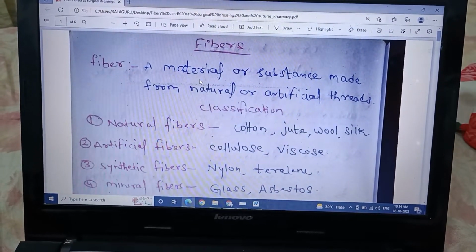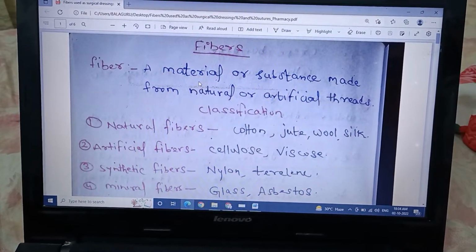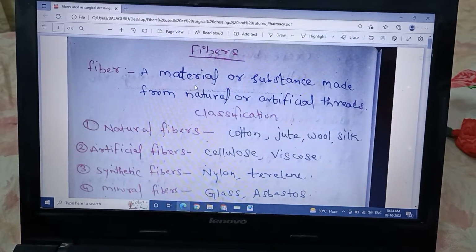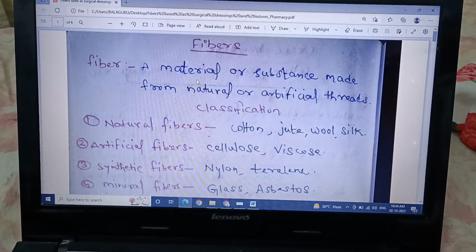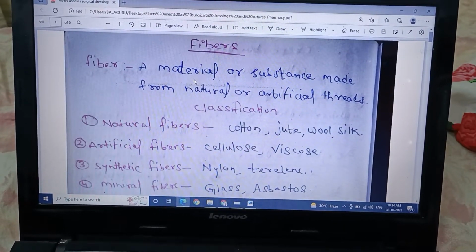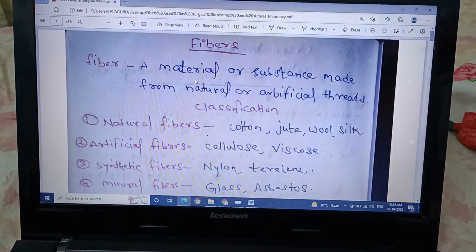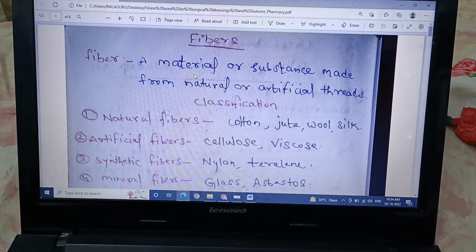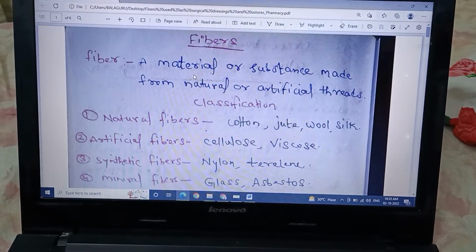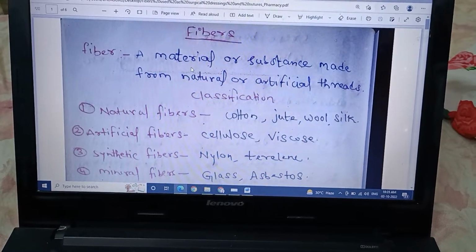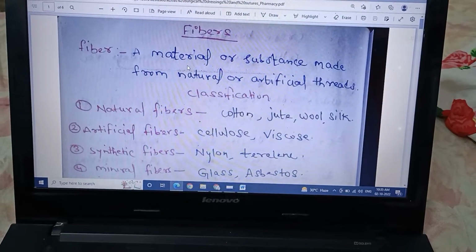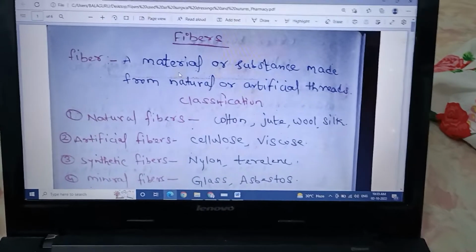For example, the natural fibers, as we all know, are cotton, jute, and silk. The second one is artificial fibers, cellulose and viscose. These are derived from artificial sources. The third one is synthetic fibers, nylon and terylene. And the fourth one is mineral fibers, derived from glass and asbestos.